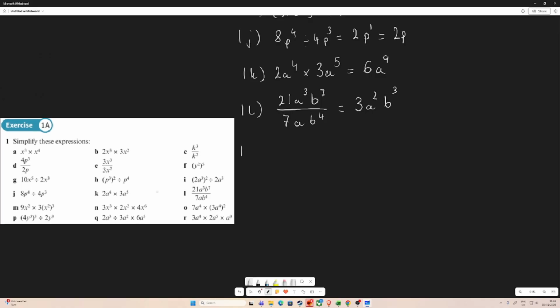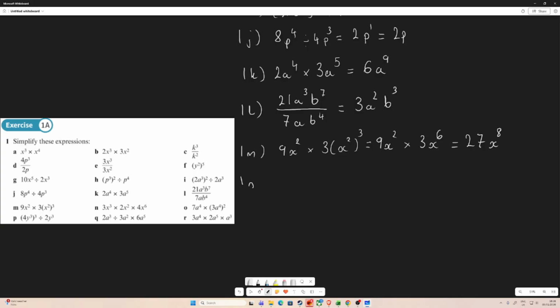1m. We have 9x squared multiplied by 3x squared all to the power of 3. Let's leave the first bit alone, so that's 9x squared times 3x to the power of 6, and that is now 27x to the power of 8.